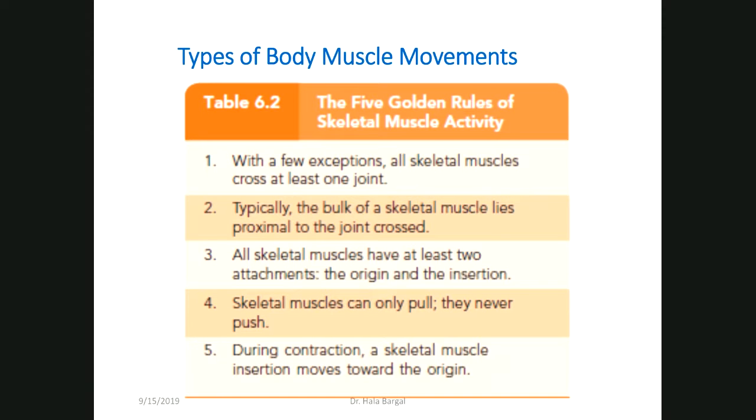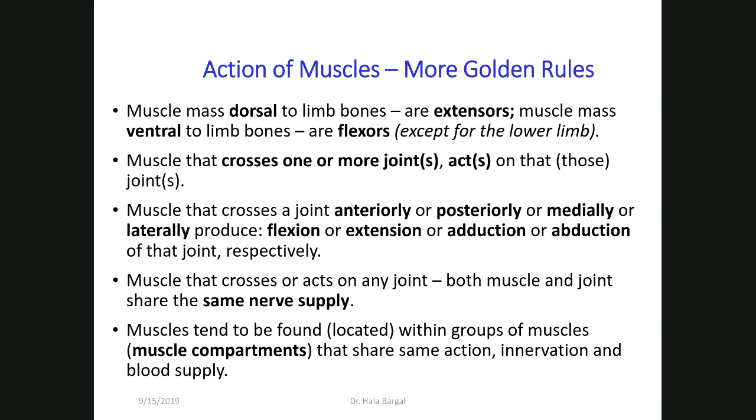These are the five golden rules for the action of the muscle. Muscle mass dorsal to limb bones are extensors. Muscle mass ventral to limb bones are flexors, except for the lower limb. The rule that I mentioned, I am repeating it: the anterior compartment of the upper limb are flexors, while the posterior compartment are extensors.